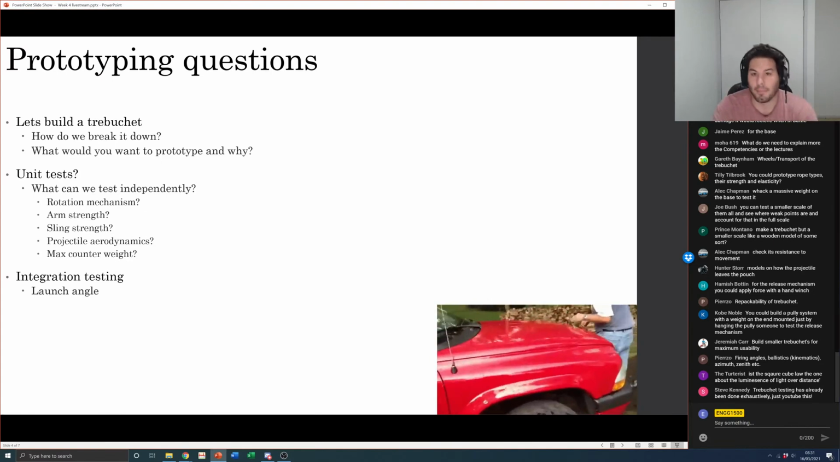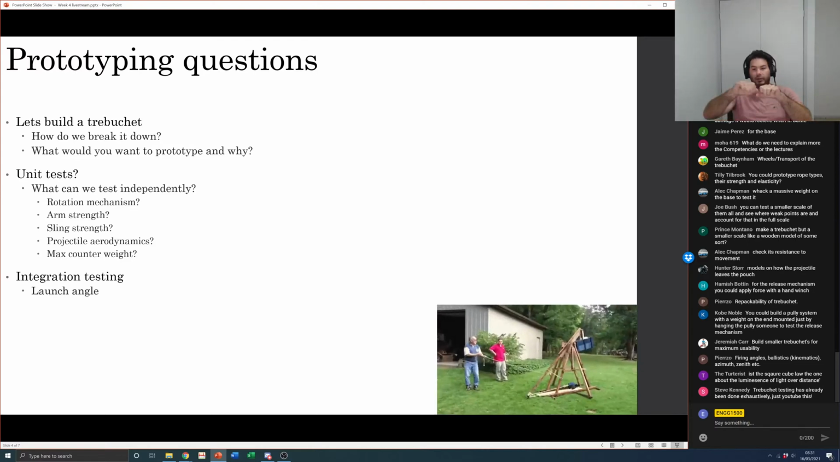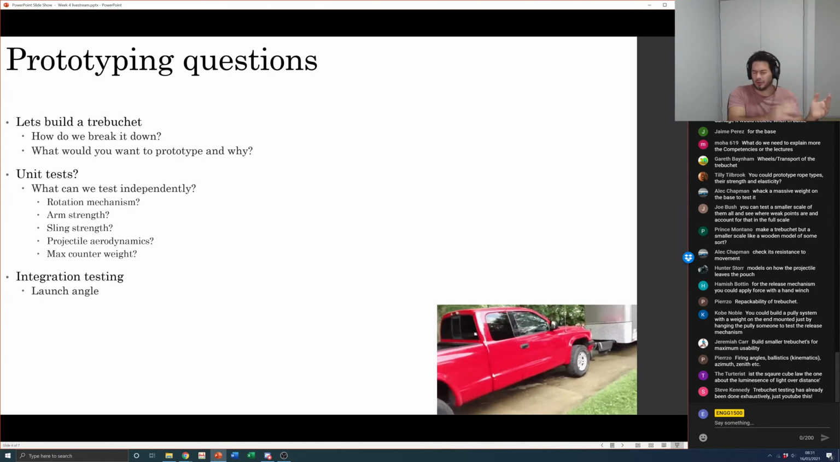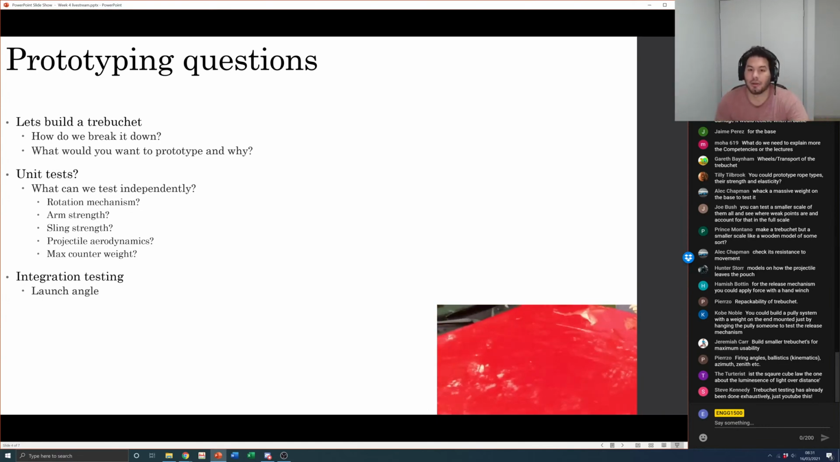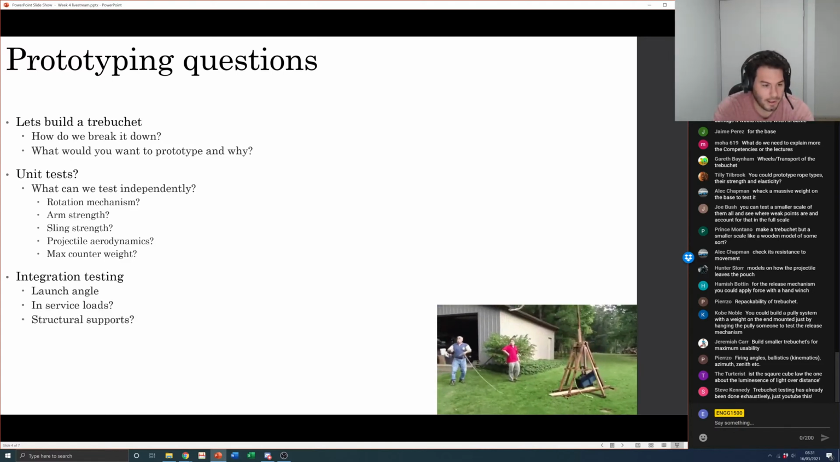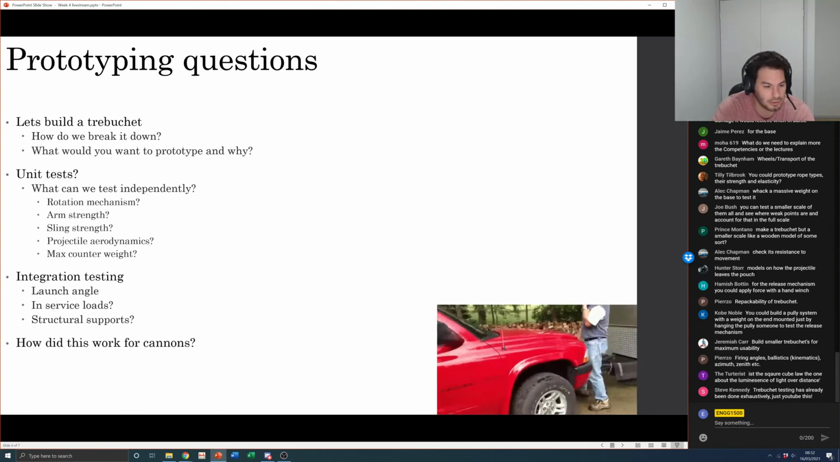Okay? As are a few of the other things, like you could argue your release mechanism needs to be an integration test as well. You could probably do some unit testing on it, but you wouldn't really feel confident in it until you actually got everything assembled, right? In-service loads and structural supports, I think we covered all of that pretty exhaustively.